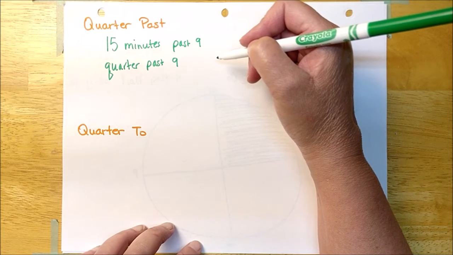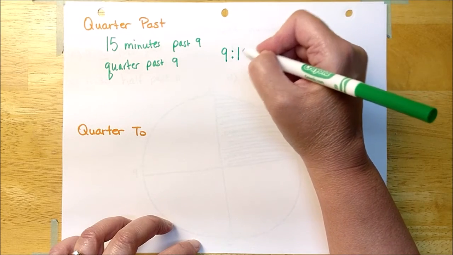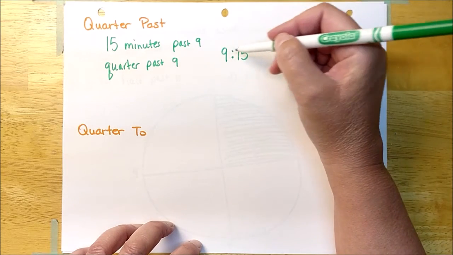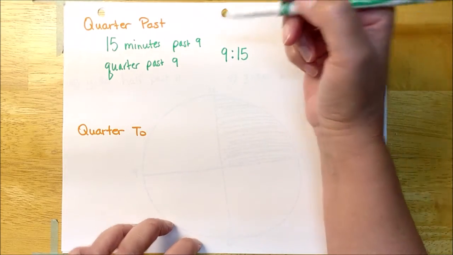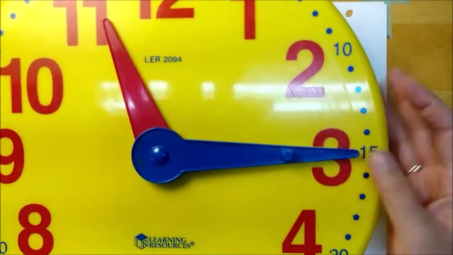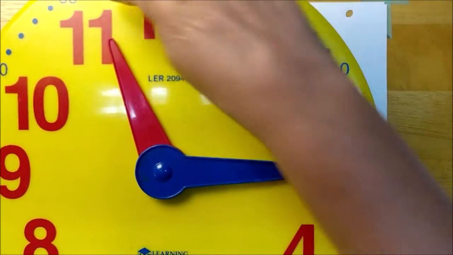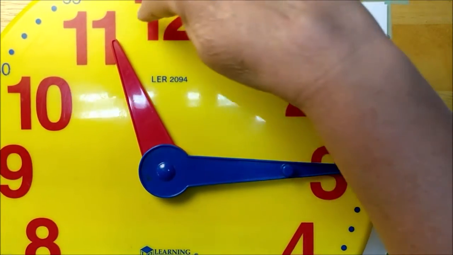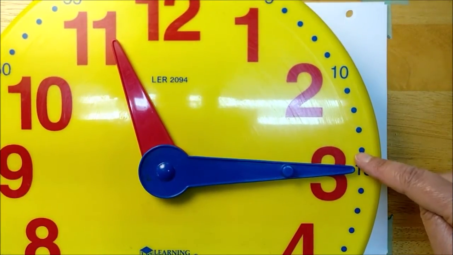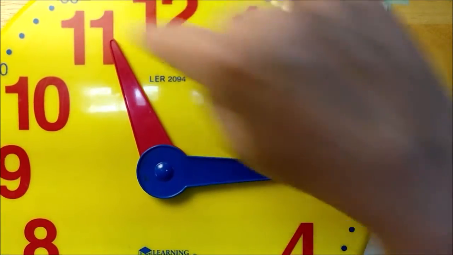How would we write it with numbers? We could also write it as it's the 9th hour and 15 minutes have gone by. So we could say it's 9:15 or 15 minutes past 9 or 1/4 past 9. So if I was to tell this one, what would you say the time is? 1/4 past 11. Notice my little hour hand is also moving, 1/4 past 11. Or we could say it's 11:15, or we could say it is 15 minutes after 11.